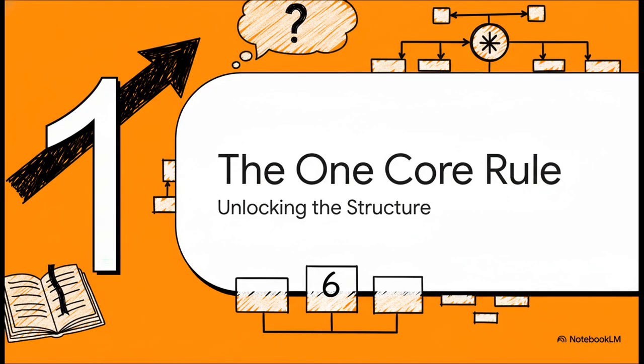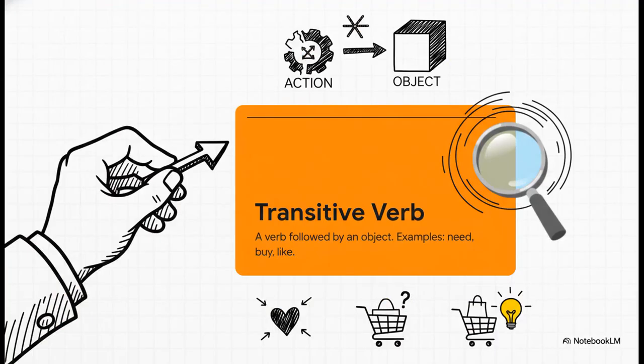Well, the great news is you don't have to memorize a ton of confusing rules. There is really just one core concept you need to understand, and once you get it, everything else just clicks into place. And it all comes down to something called a transitive verb. I know, it sounds super technical, but the idea is actually really simple. A transitive verb is just an action that has to be done to something.